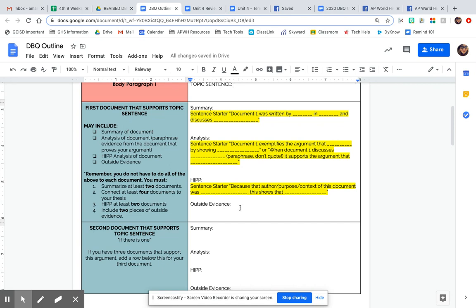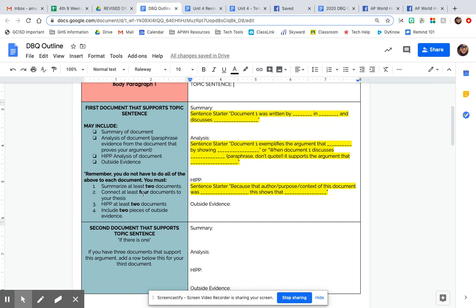Then, if you have outside evidence that supports your argument, so another piece of evidence that supports the argument the sky is blue that is not represented in the document is blank. Now remember, you do not have to do every single one of those things for every document. You are summarizing at least 2 documents. So if you've already done it twice, you don't need to do it again. Maybe you want to do it 3 times to be safe.